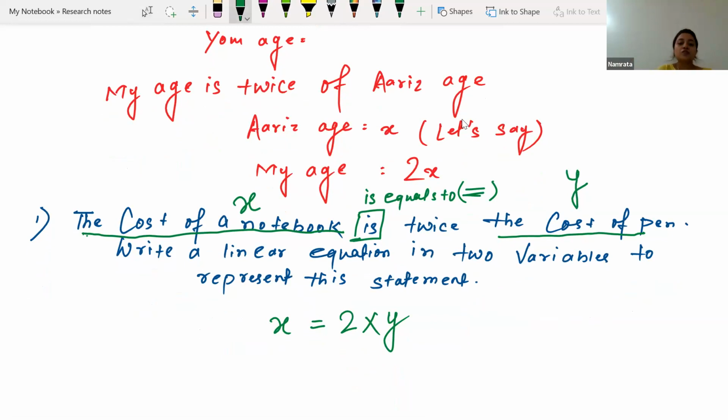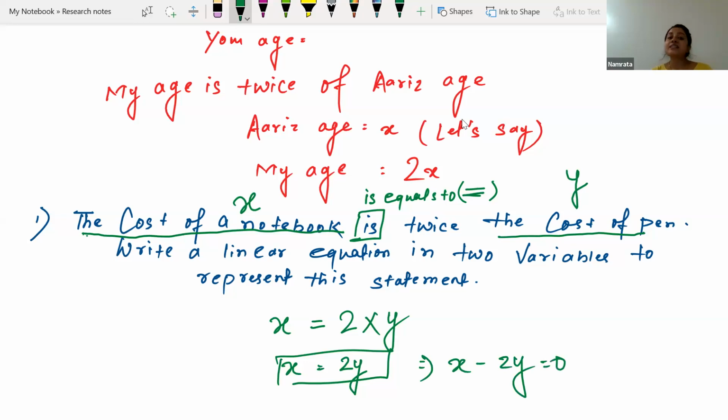Okay, so our linear equation in two variables is X equals 2Y. We can also write it as X minus 2Y equals 0. Both are exactly the same thing. We have just taken 2Y from that side and shifted it to this side and kept it with X. That side it was positive. When you bring it to this side, it becomes negative. That's it.